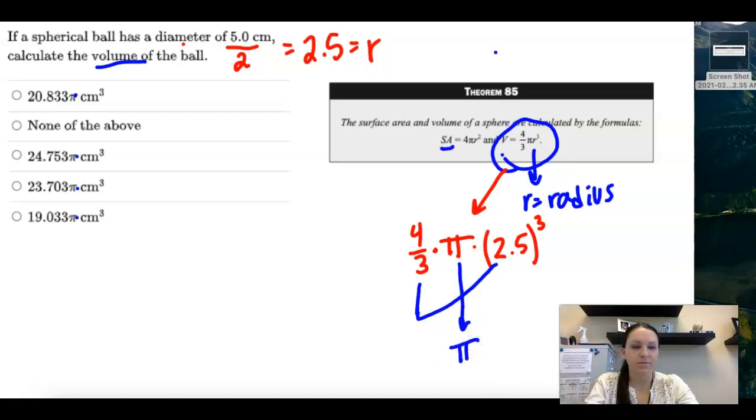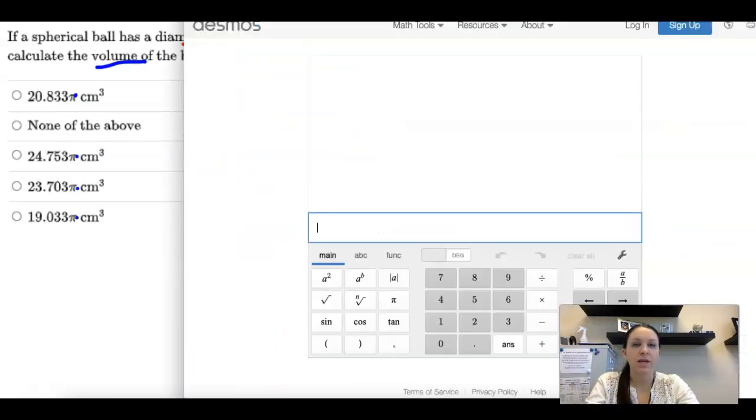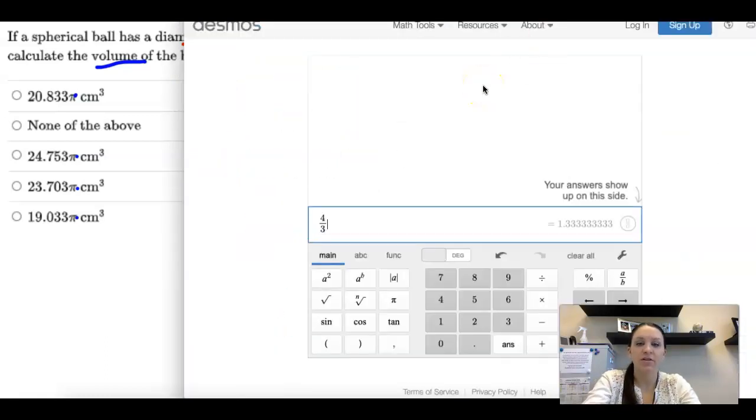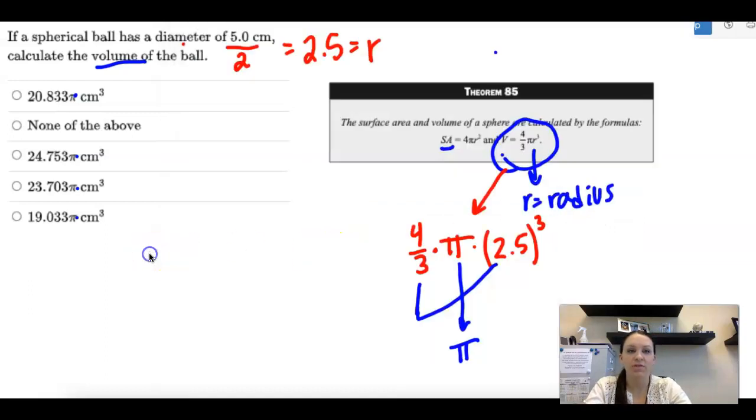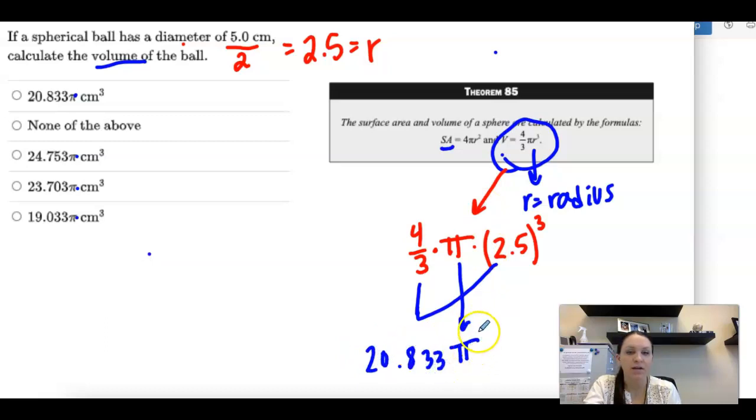of our answer. So in my calculator, 4/3 times 2.5 to the third, which is 20.833. And then pi is just part of the answer. So it's this first one.